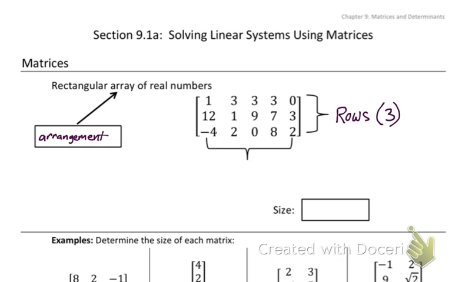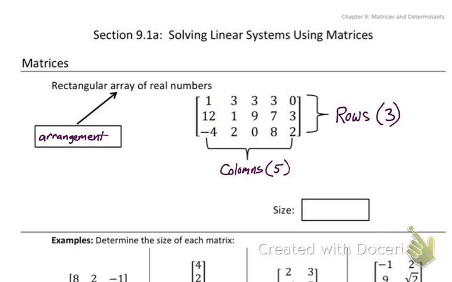Alright, I said we have rows and columns. If I already named the rows, that must mean the other ones are our columns. So these guys are our columns. And we have 1, 2, 3, 4, 5 of those guys. So columns, I'm just counting how many things come down like this.